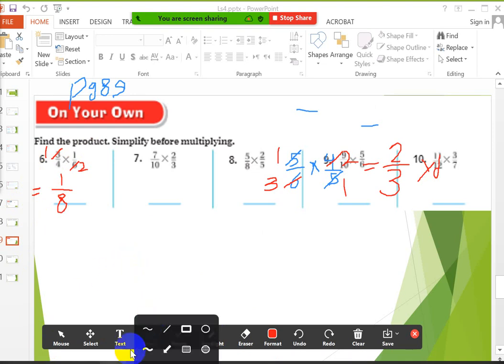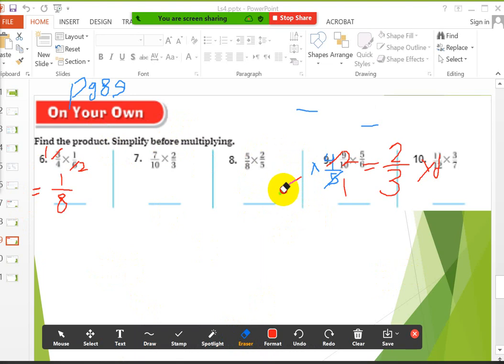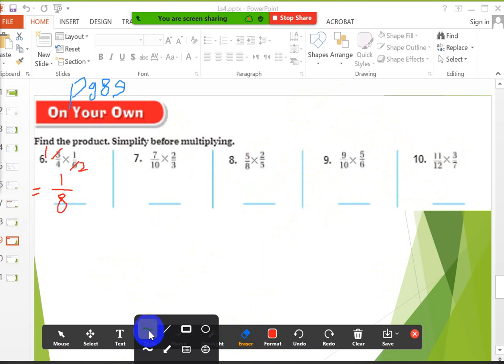Maryam, can you help me to solve number 7? Yes, teacher. I want you to help me to simplify now 7 over 10 multiply 2 over 3. Before multiplying, let's start with two numbers, one number in the numerator and the other in the denominator. I can find the greatest common factor for those numbers. Maryam, are you with me? Yes, teacher, I'm with you.